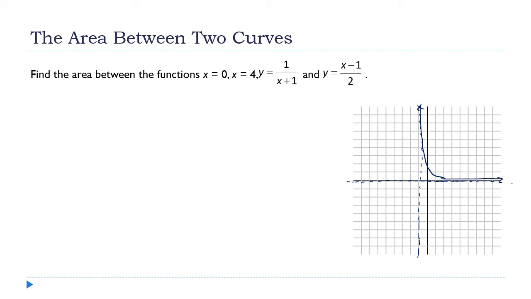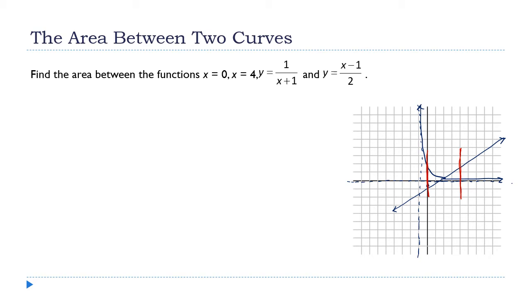It's going to look like this. And the other one, that's a line. The y-intercept is -1/2, and the slope is 1/2, so it's relatively shallow. It goes something like this. And I want the area between 0, that's here, and 4. 1, 2, 3, 4. And you can see how the lines do switch places.